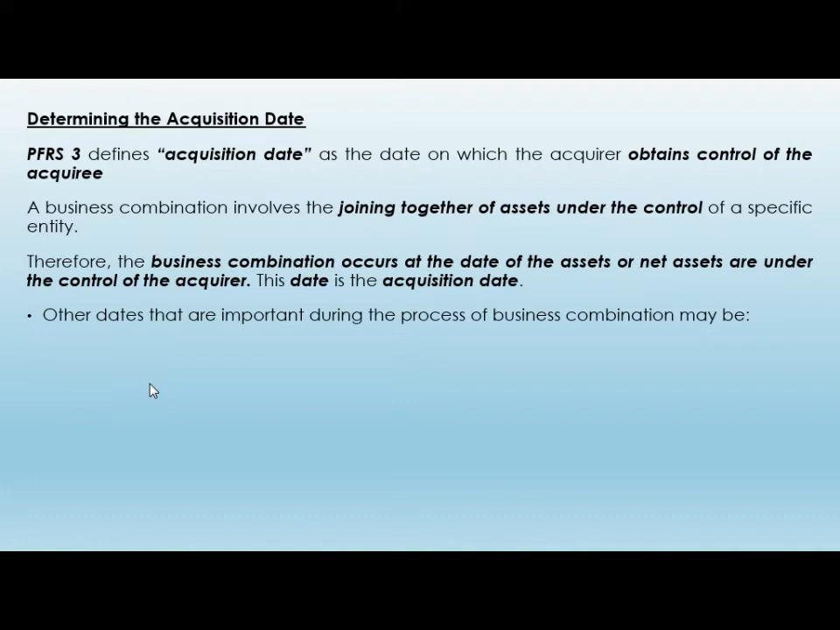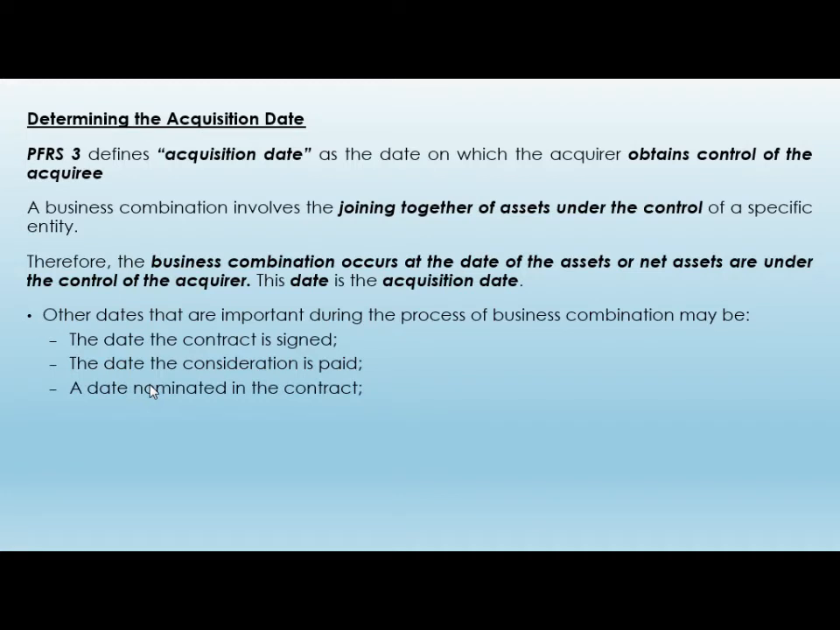So other dates that are important during the process of business combination, one is the date the contract is signed, then the date the consideration is paid, the date nominated in the contract.